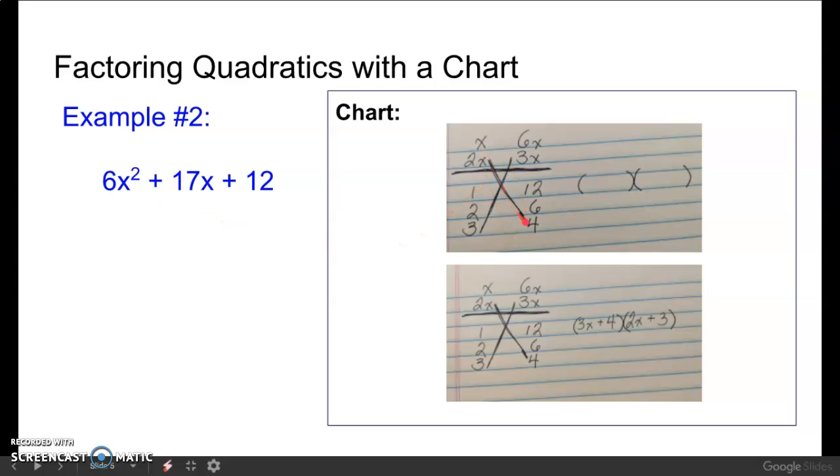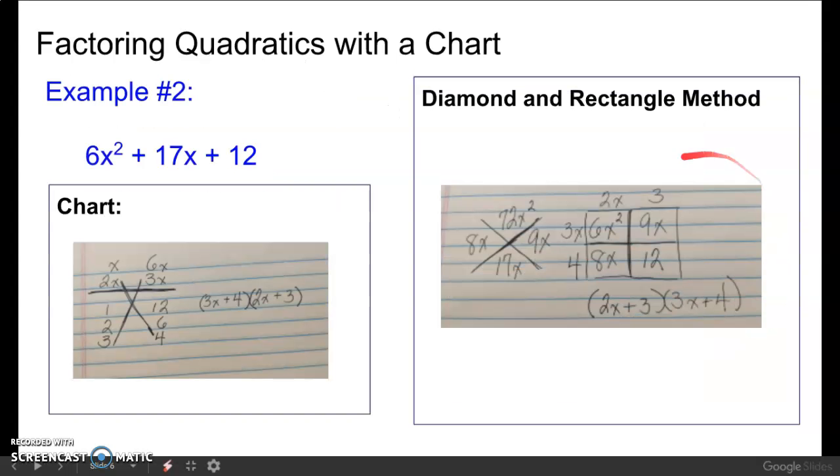And one will be my inners, one will be my outers. Again, it doesn't matter which. So I decided 2x and 4 are my inners, 3x and 3 are my outers. That's my answer right there. All right, so let's see how that compares to the diamond and rectangle method.